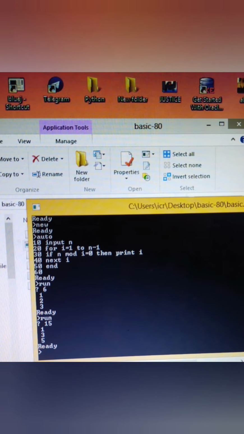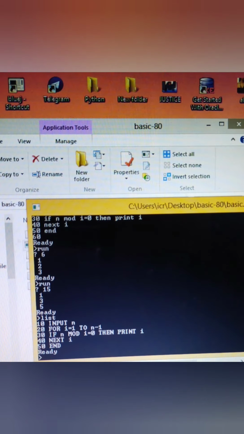Suppose this program is reciprocated and said that instead of printing the value of I in which that number occurs, you have to find the sum of those factors. So instead of writing print I, we are going to sum it up. Let's make the modifications in this program. I'll only change line number 30. If n mod I is equal to 0, then sum is equal to sum plus I.